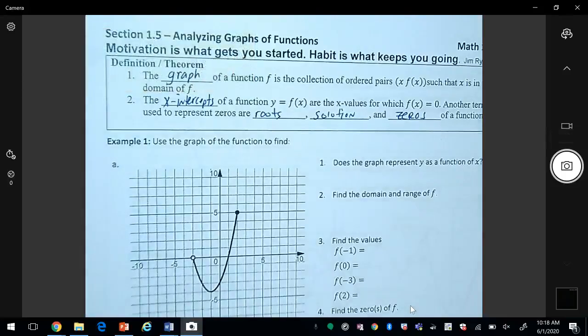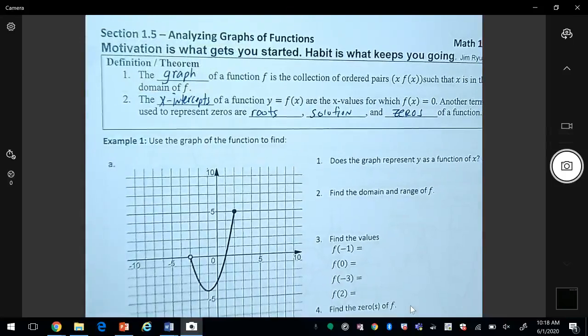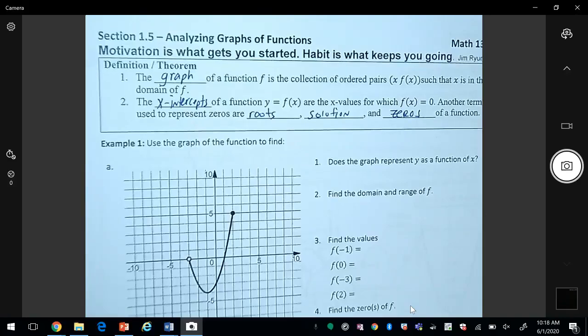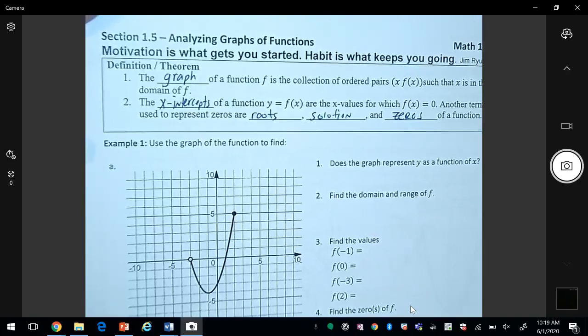Section 1.5, Analyzing Graphs of Functions. "Motivation is what gets you started. Habit is what keeps you going." Jim Rohn. So first, let's look at the definitions.